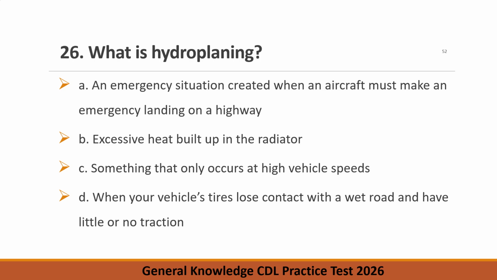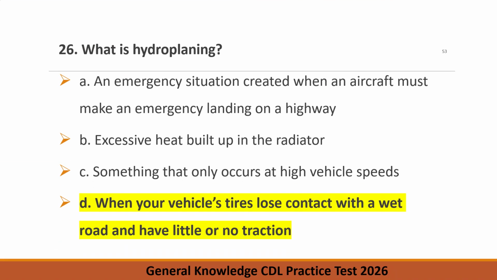26. What is hydroplaning? A. An emergency situation created when an aircraft must make an emergency landing on a highway. B. Excessive heat built up in the radiator. C. Something that only occurs at high vehicle speeds. D. When your vehicle's tires lose contact with a wet road and have little or no traction. Answer, D.